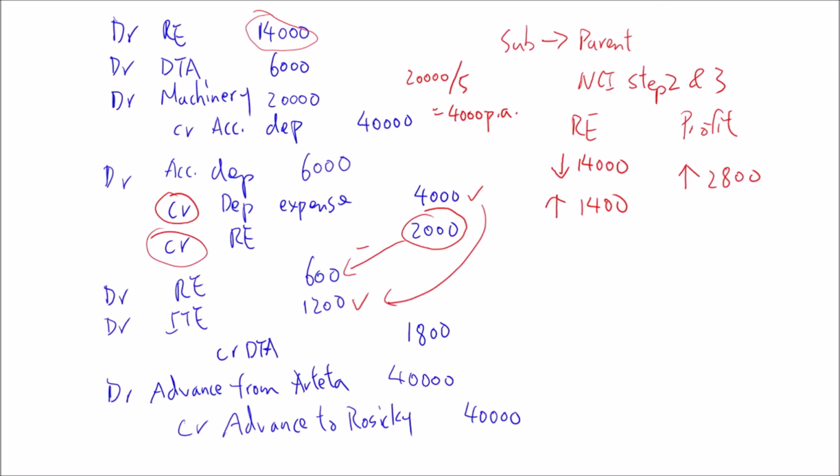After the intra-group transaction, the next part is NCI allocation. So as you know that we got 3 different steps of NCI. So with step 1, it's about pre-acquisition equity. So this is not a pre-acquisition entry for parents, but this time you are doing that for NCI. And the format will be very similar. So pretty much we want to eliminate all the pre-acquisition equity.